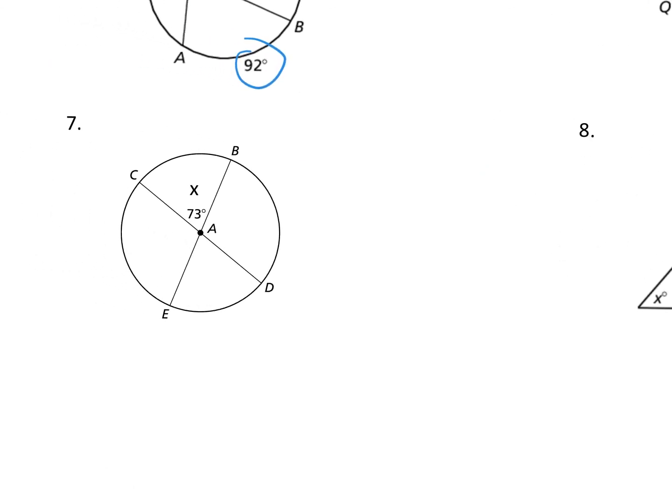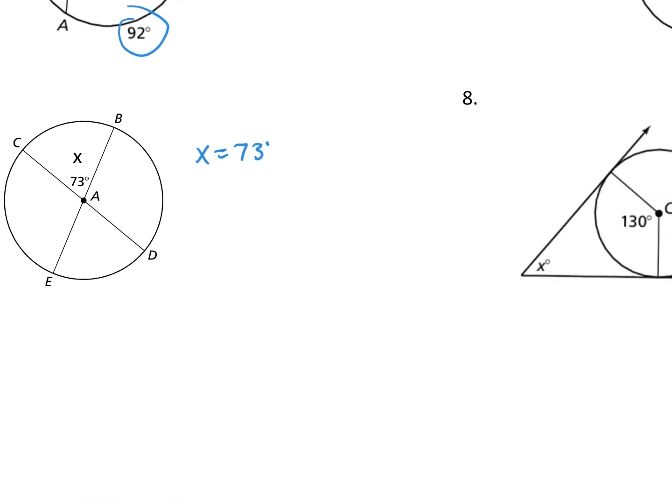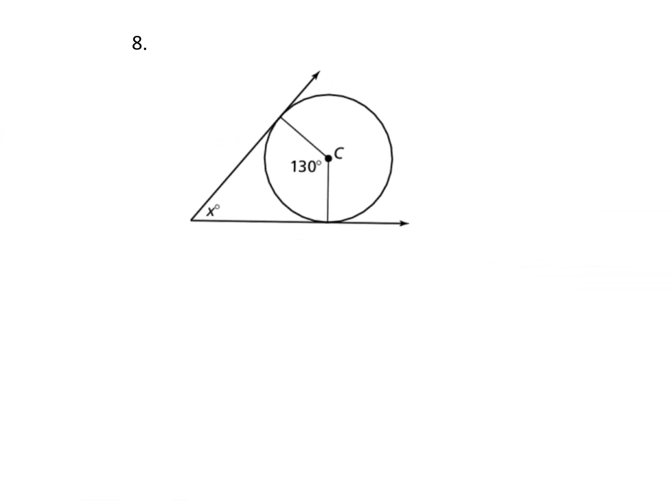This one, what is x? x is 73. That's just a given. That's 73 degrees. Number 8, x here, x equals 180 minus 130, which is 50 degrees.